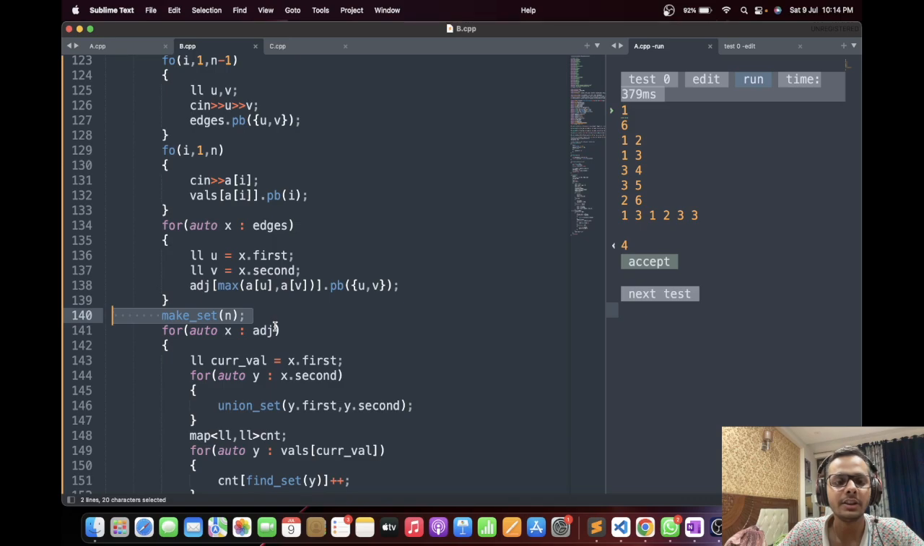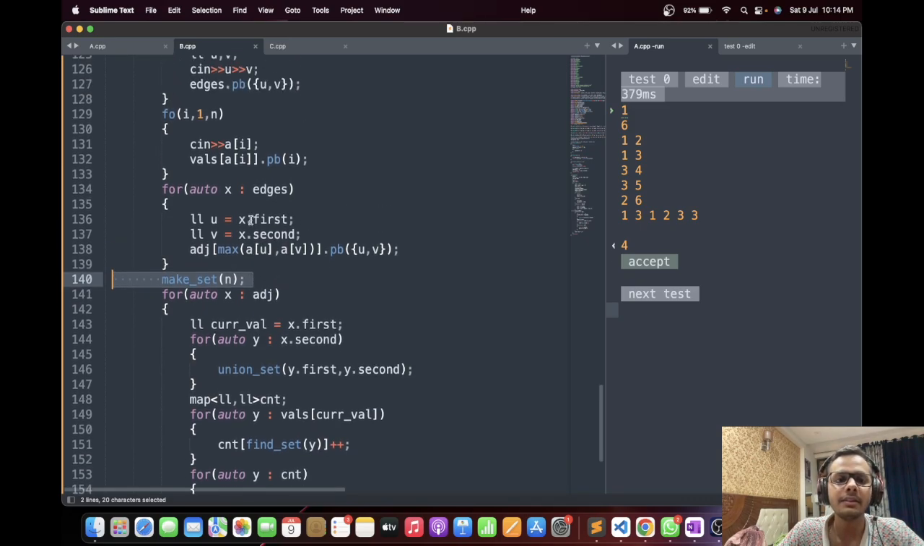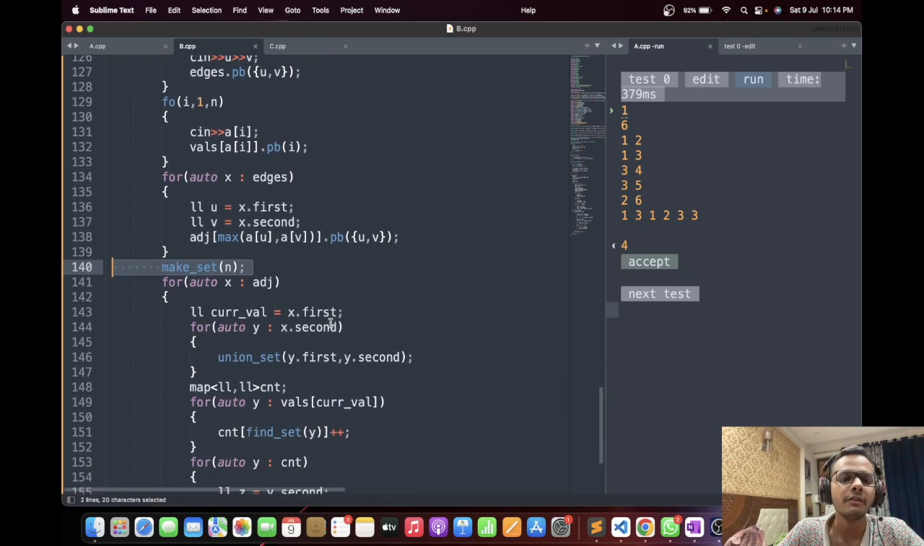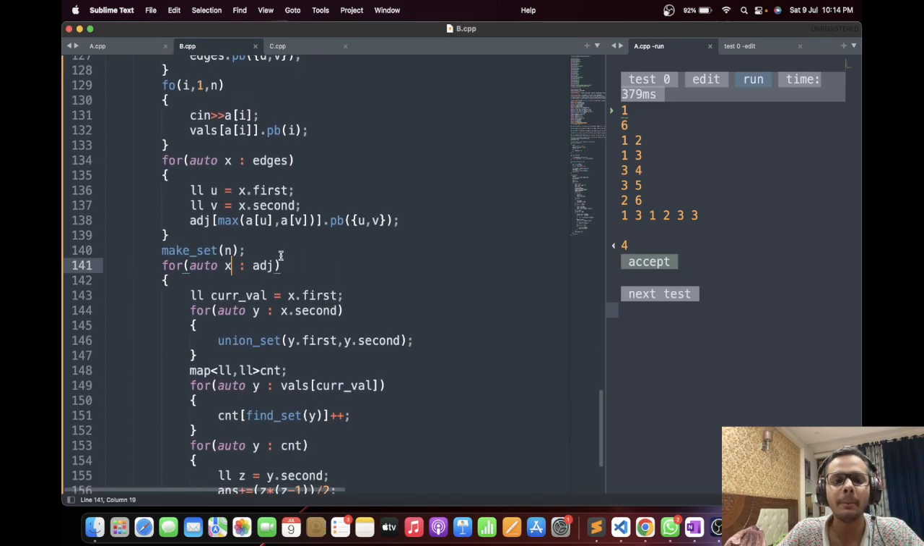Then I am initializing the DSU. Since this ADJ is a map, it will look at all the values sorted in increasing order, right? So when I just iterate simply on the map, I'm basically iterating in increasing order because it is an ordered map. Now cur_val will be x dot first, which is the current value. And then basically we are looking at all the edges which have this particular value as the max value. And then we apply our DSU and make a union of both the nodes which are connected by any of these edges.